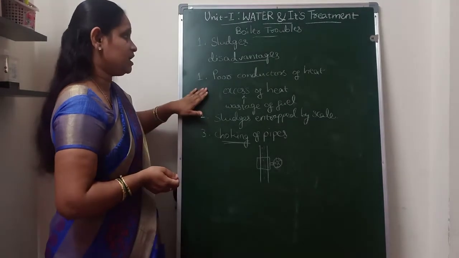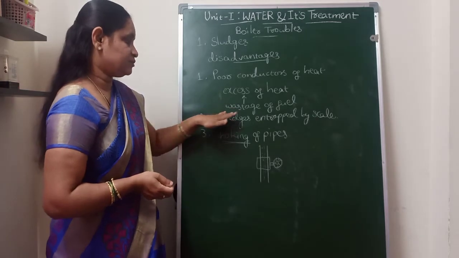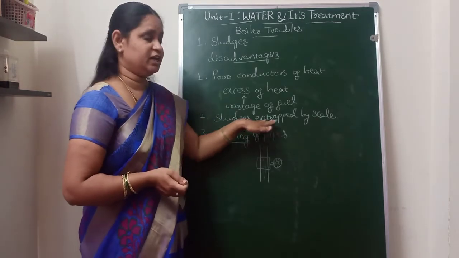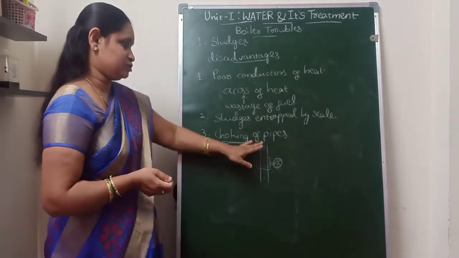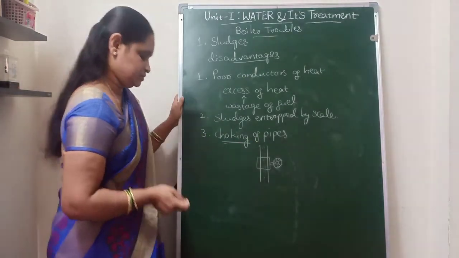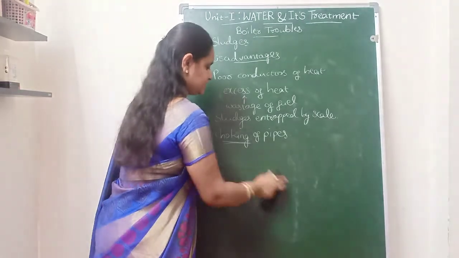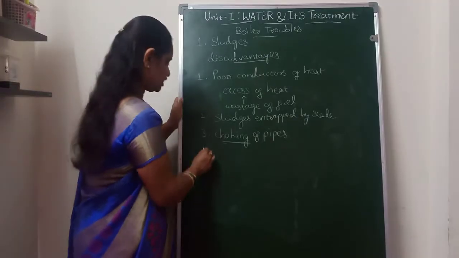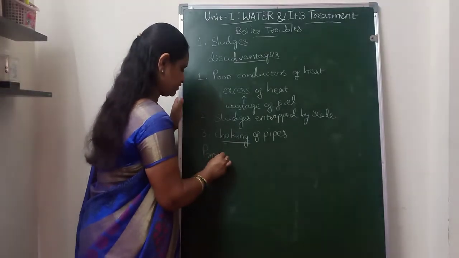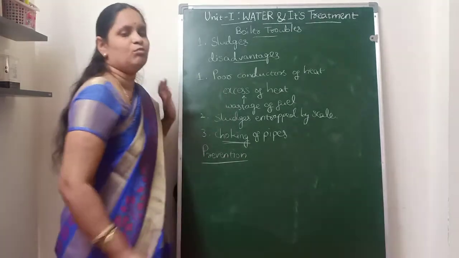So these are the disadvantages of sludges. One is the wastage of fuel, and second, sometimes it will increase the thickness of the scale and also cause choking of the pipes. Now, how to remove or how to prevent the sludge formation? We all know that prevention is better than cure. So, how to prevent the sludge formation in the boilers?